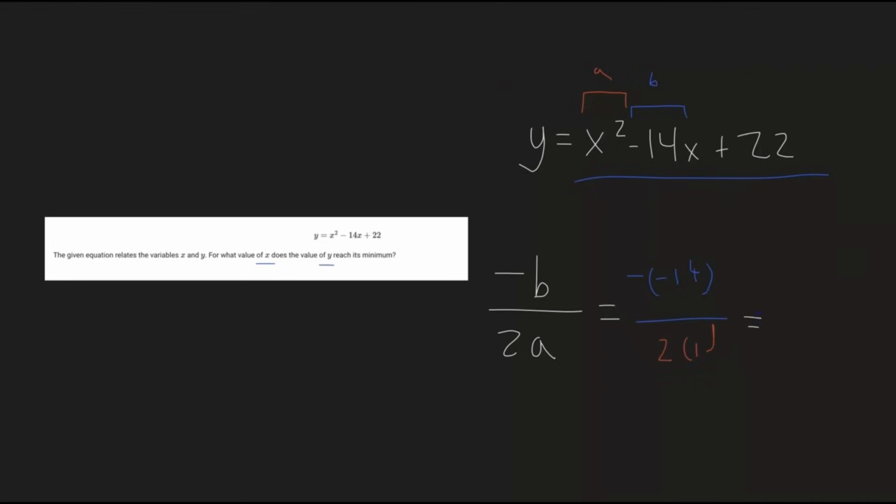We will get, change to green, we will get 14, right, because a negative of a negative is going to be positive, over 2. And so 14 over 2 is going to be 7. And so 7 will be our x coordinate of the vertex. And we know the vertex here represents the minimum, where y will reach its minimum. The smallest solution to the equation.